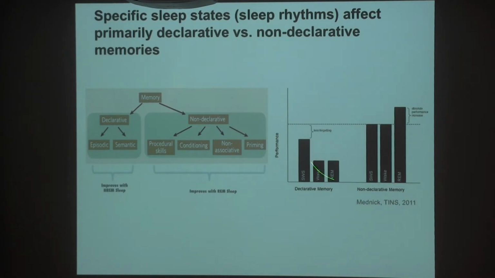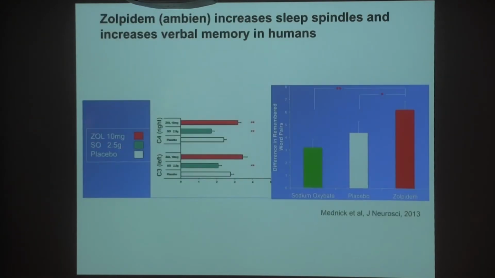Now, that picture is somewhat simplified, because there are lots of studies which show that, for example, REM sleep can play an important role for declarative, sorry, for non-declarative, for procedural memory, like is shown here. So it's not black and white, but essentially there are some features of different sleep stages which seem to favor particular types of memories.